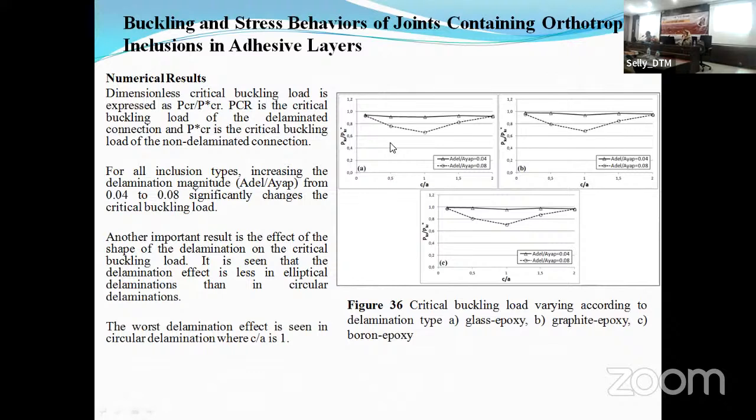So the important result of the effect of the shape of the delamination on the critical buckling load, you can see, is an elliptical form. It's important. The worst delamination effect, of course, is seen in circular. Can you see? Circular, C over A is 1. So the worst delamination effect is in circular delamination.